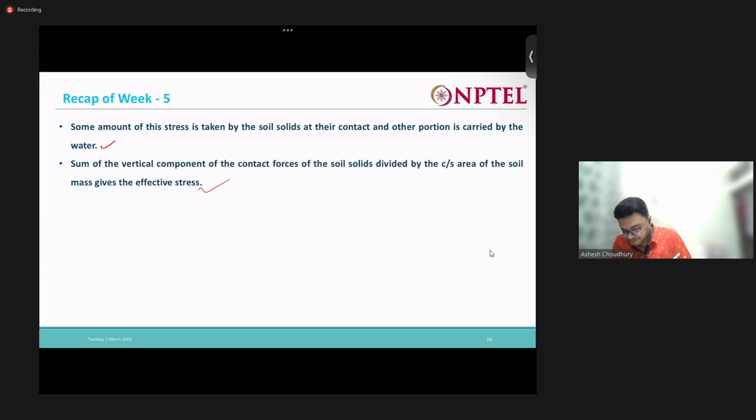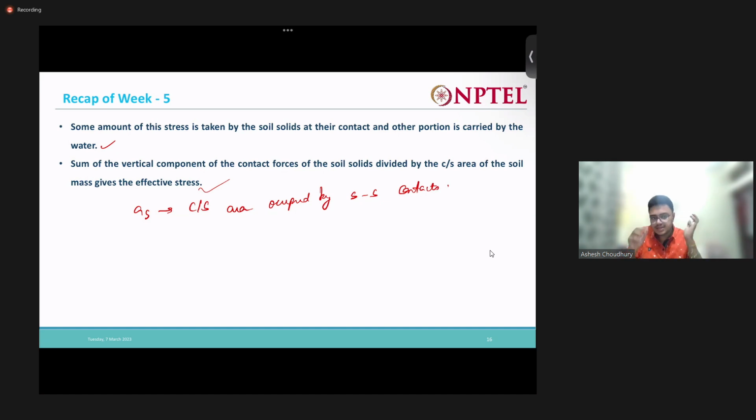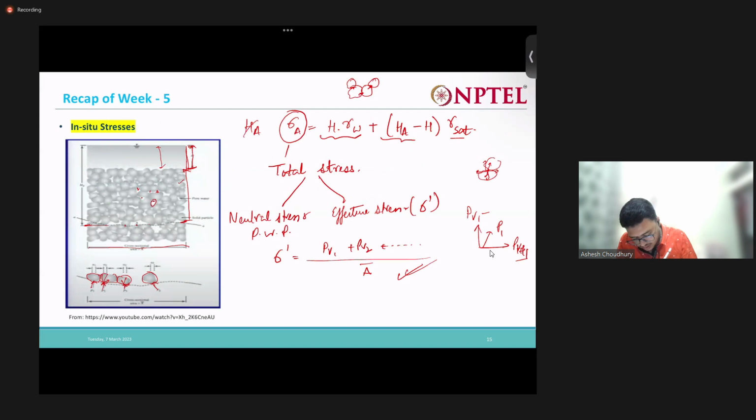Now say, if AS is the cross sectional area occupied by solid to solid contacts. Okay, so this is the cross sectional area that is occupied by the solid to solid contacts. And this is the total cross sectional area, that is A bar.